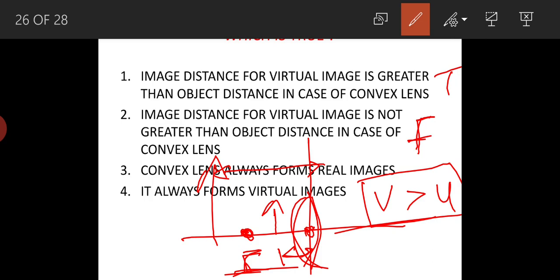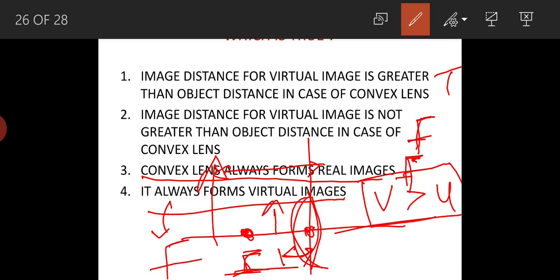Convex lens always forms real images. This is false because convex lens will also form virtual images. Convex lens will form both real images and virtual images. This is also false. It always forms virtual images. This is also false because convex lens will form both real and virtual images, whereas concave lens will always form virtual images only. So in all the four options, first option is true.